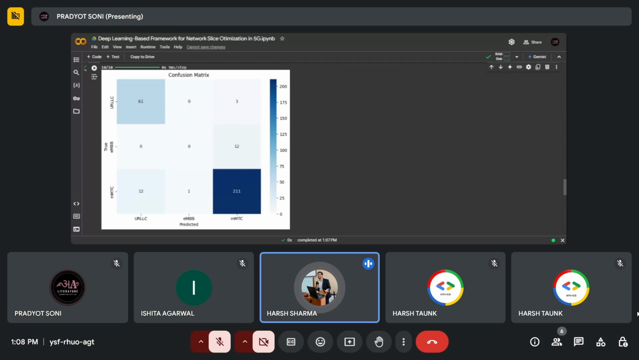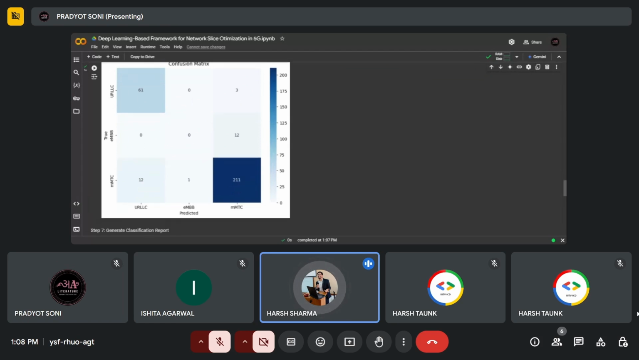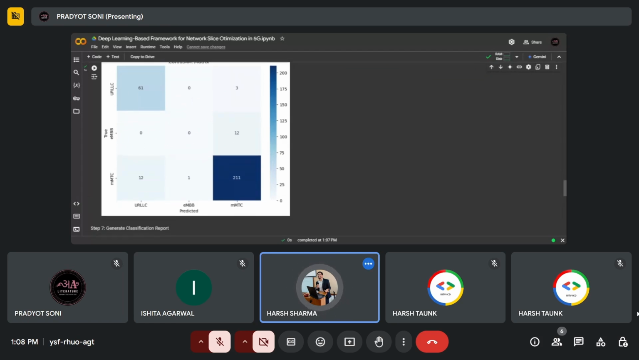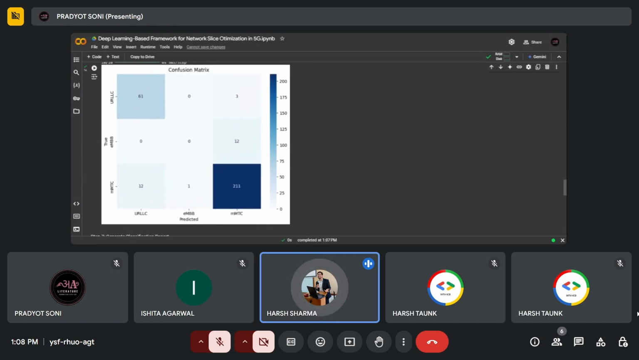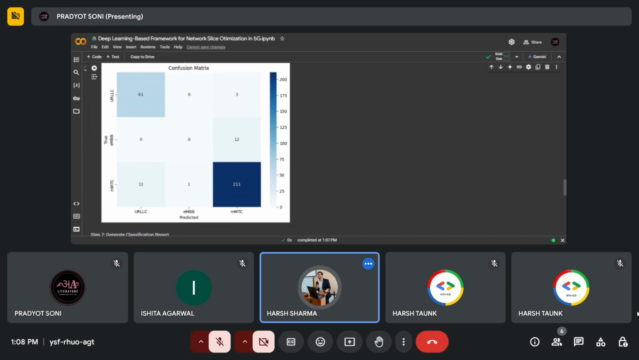This is the confusion matrix showing the model's performance in predicting the three network slices: URLLC, EMBB, and MMTC. For URLLC, 62 were correctly classified with only 2 misclassified as MMTC. For EMBB, performance is weaker, with only one correct prediction and 11 misclassified as MMTC. For MMTC, the model performed well with 209 correct predictions and minimal errors. Overall, the metrics highlight strong performance for MMTC and URLLC, but suggest the model struggles with EMBB prediction, likely due to its smaller sample size.